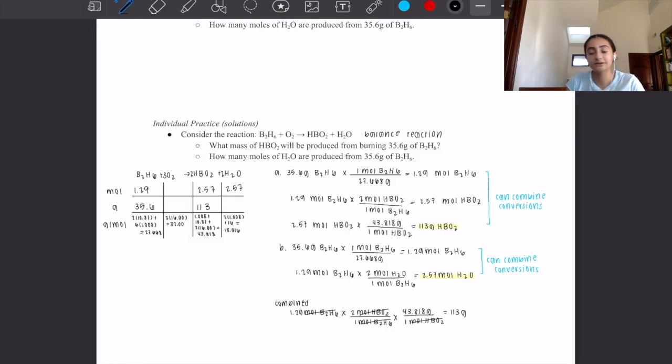So now we have finished the example problem, the individual practice. Hopefully you were able to understand that. If not, don't worry, we're going to be doing a ton of stoichiometry practice, so it will for sure eventually come to you. Just make sure that you stay consistent with the ratios of each compound in your reaction, which means you have to make sure you balance the reactions correctly.